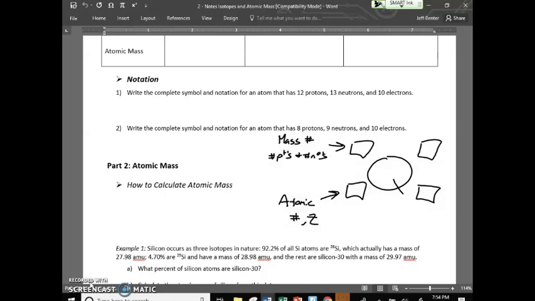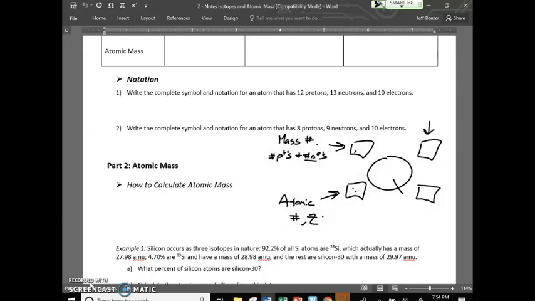So if you notice here, your mass number can never be smaller than your atomic number, because the mass number always has protons, which would be the same as down here, plus the number of neutrons as well. So your mass number, your top number, will always be bigger than your bottom one. They'll only be equal if there's 0 neutrons.